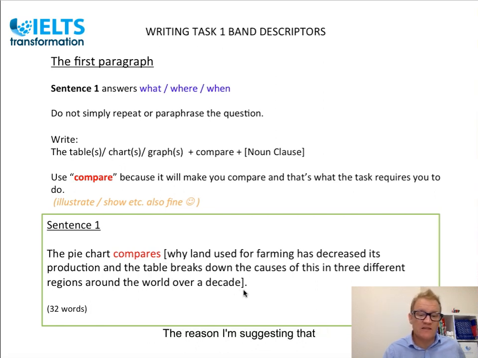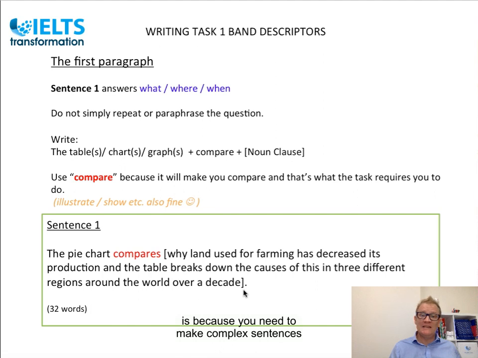The reason I'm suggesting that is because you need to make complex sentences, and noun clauses are a complex sentence, and often students don't write enough complex sentences in the task 1, and we need them. We need a mix of simple and complex sentences for a 6 and above. But don't worry about that now. We will talk about that in the grammar section. Okay.